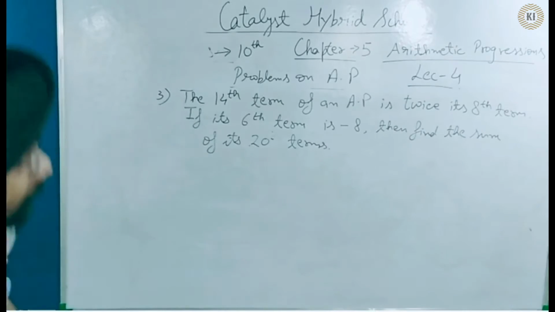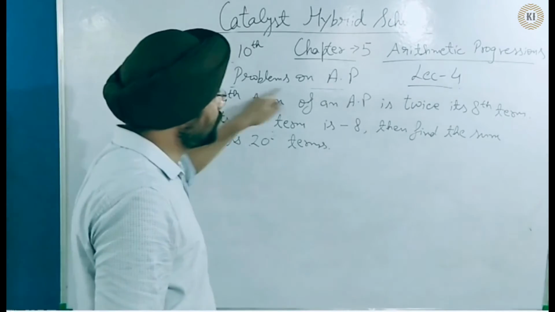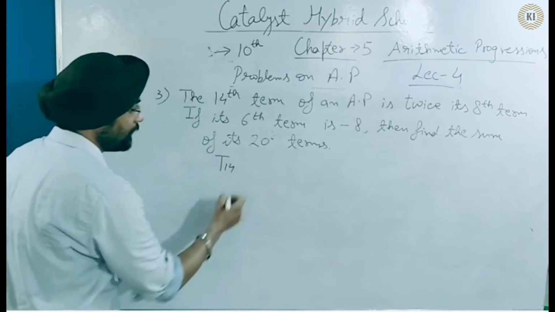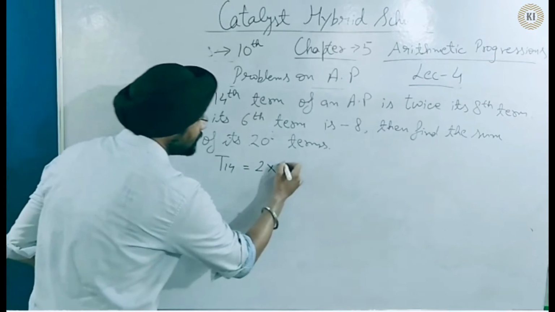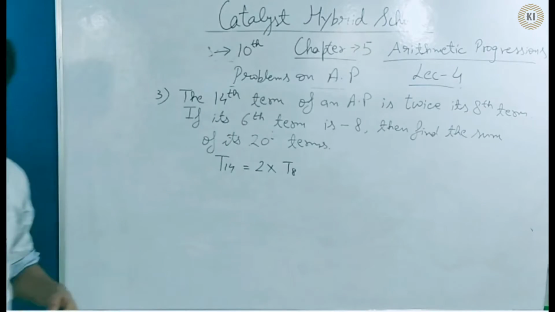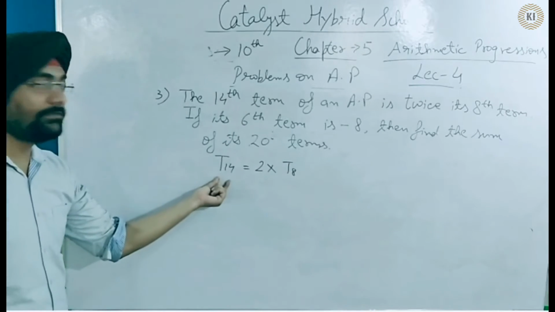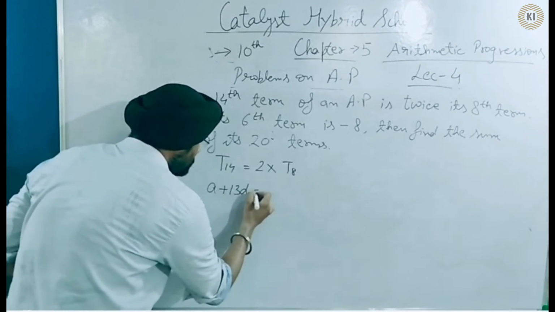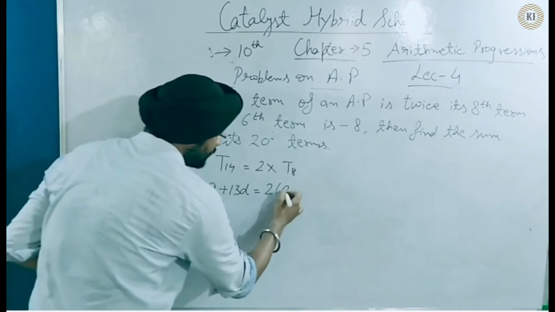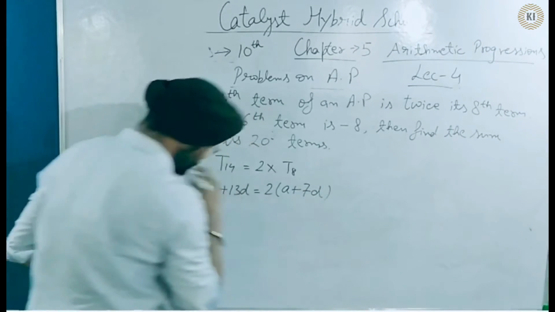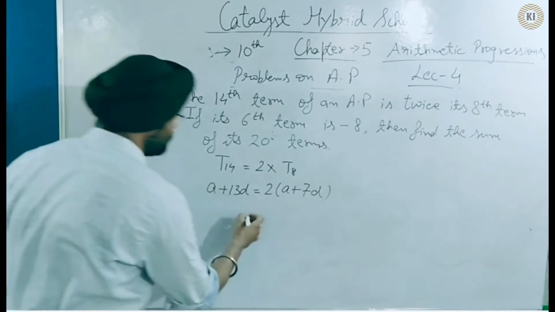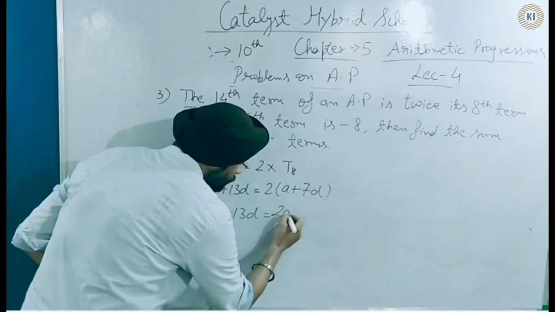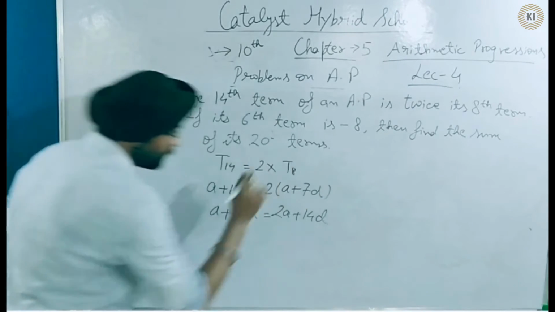Now see how to solve. Question is saying that the 14th term of an AP is twice its 8th term. It means the 14th term, T of 14, is twice of its 8th term, T of 8. So T of 14 value is a plus 13d, and T of 8 will be a plus 7d. So when you solve here, it will come a plus 13d will be equal to 2a plus 14d.